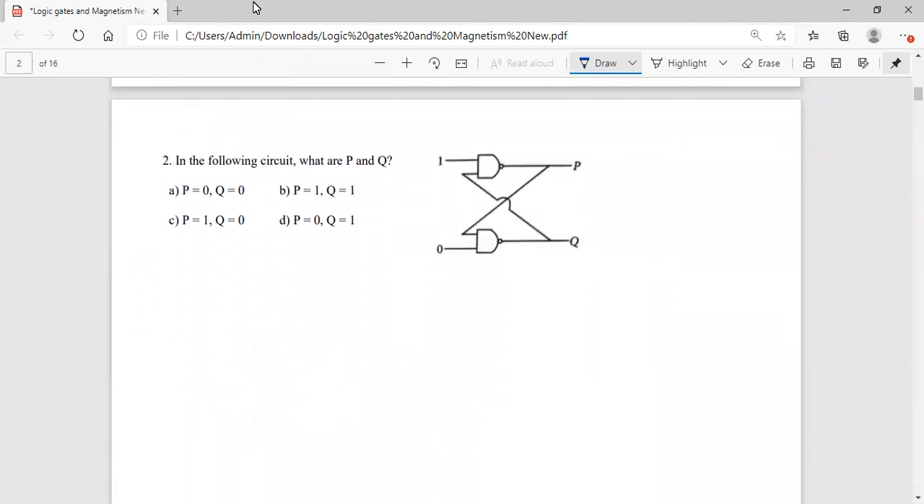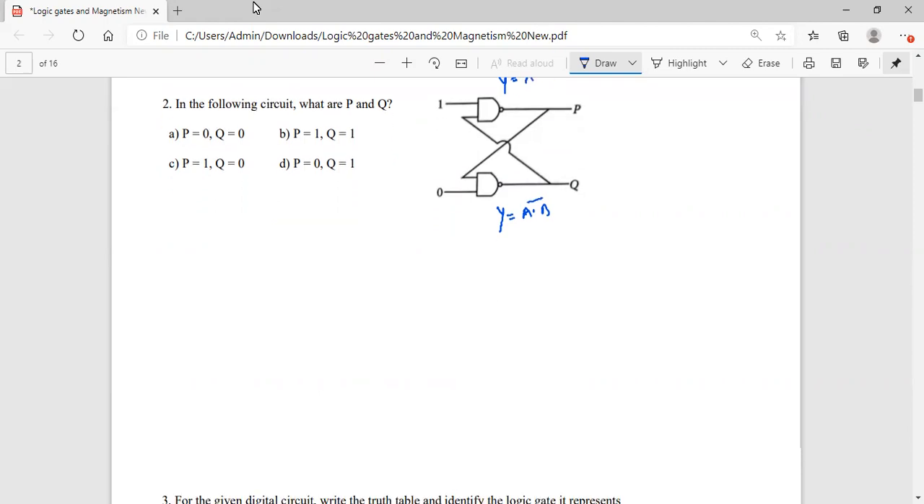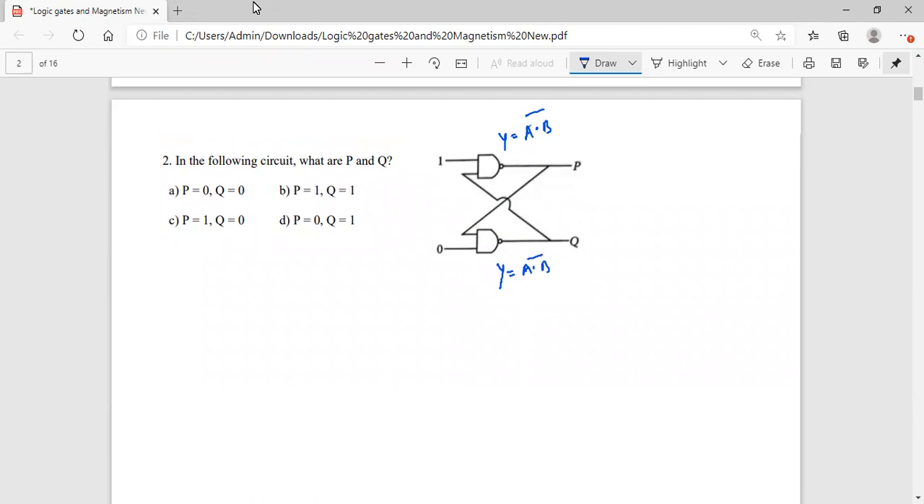Next, second one. In the following circuit, what are P and Q? This is the circuit. This is a NAND gate. This is also a NAND gate. So the output of the NAND gate is what? Y is equal to (A dot B) bar. Here also Y is equal to (A dot B) bar. This problem will be solved by using the inspection method. Inspection method. Yes, take first P.